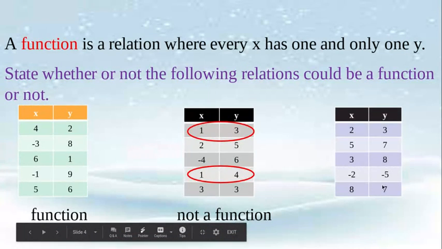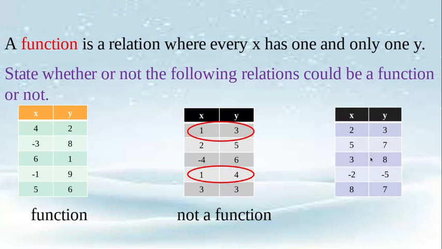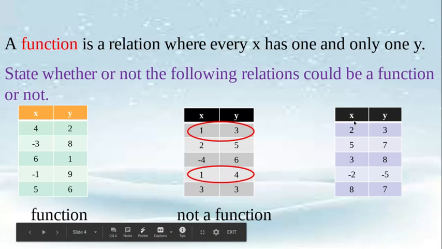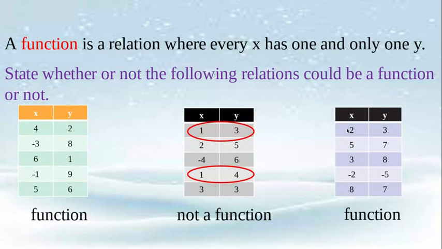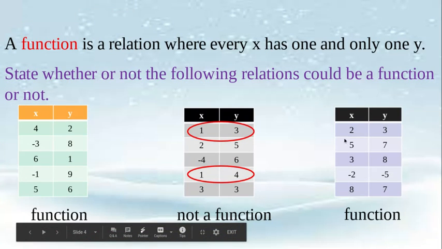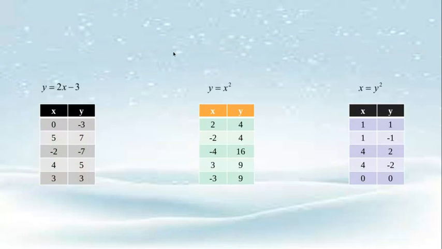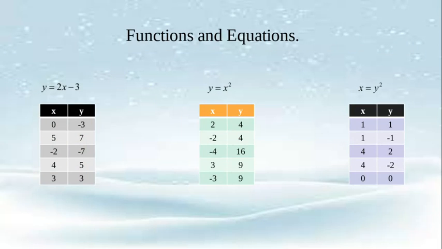All right, let's look at this table. 2 goes to 3. 5 goes to 7. 3 matches 8. Negative 2 matches with negative 5. 8 matches to 7. Are any of the x's on here more than once? Nope. So it is a function. Now, some students would look at this and say, but I have a 7 and a 7. Doesn't matter. You don't even need to look at the y values. They don't matter. All that matters is that when you look at the x's, each x is only on there one time.